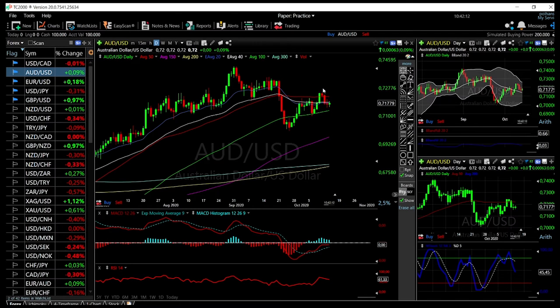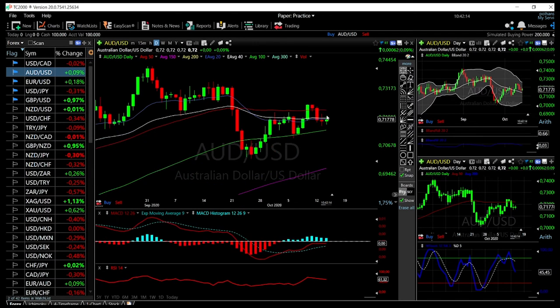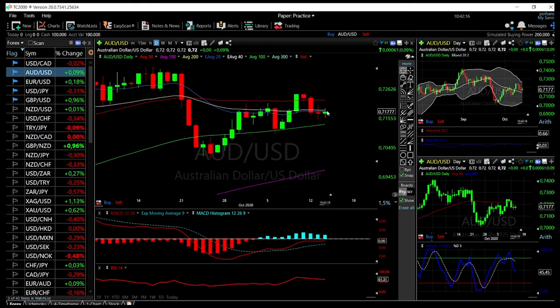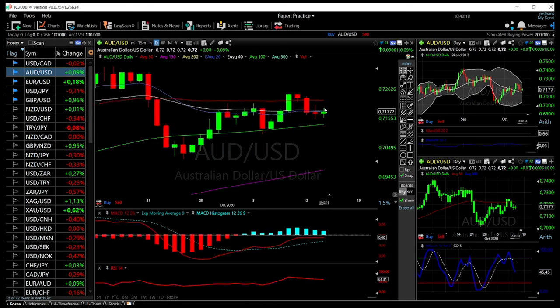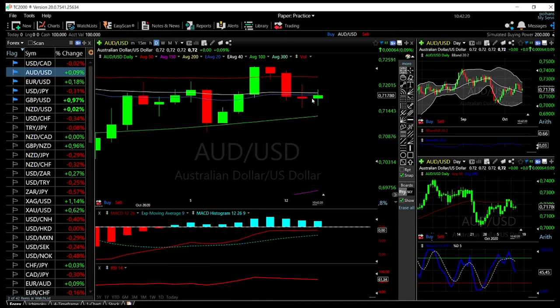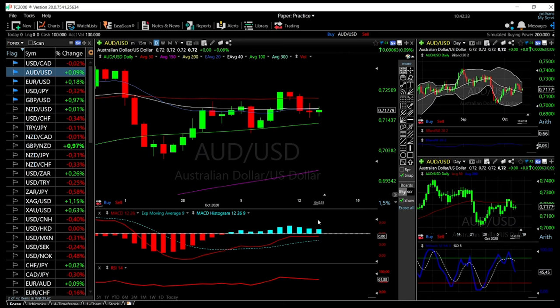Looking at Aussie dollar, US dollar, we can see that we have tried to rally. We did not manage to rally above these two exponential moving averages. We are trying again at this point, but this pair looks exhausted. We are also trading in between the 50 moving average and the 100 moving average, and the technical indicators are showing exhaustion, both from the MACD and also the RSI.